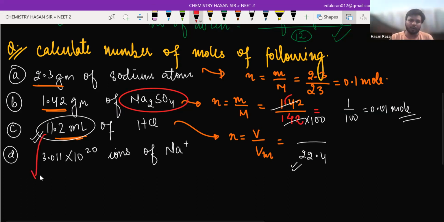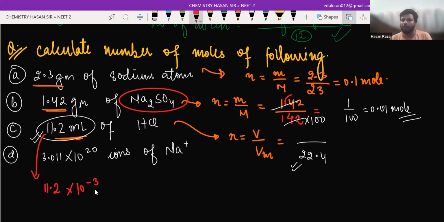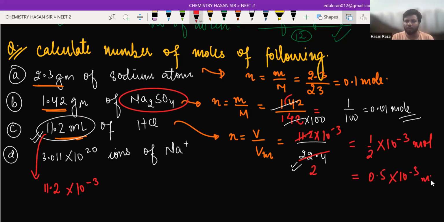So if you convert this into liter, you need to multiply it by 10 raised to the power minus 3, or divide it by 1000. Then 11.2 upon 22.4 gives 1 by 2 into 10 raised to the power minus 3 mole, or you can write 0.5 into 10 raised to the power minus 3 mole, or 5 into 10 raised to the power minus 4 mole. So according to the option, you can modify your answer.